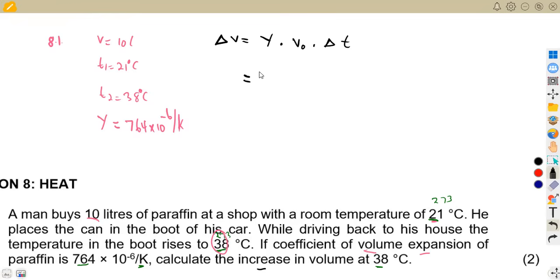So in this case, we are going to substitute our values. Take note, this volume is in liters, so the change in volume is going to be in liters again, unless you want to change to cubic meters, but you can just use it as it is. So that is 764 times 10 to the exponent of minus 6, times the original volume, which is 10 liters, times the change in temperature. That simply means T2 minus T1, final minus initial. So this is going to be T2, that is 38 degrees Celsius, minus 21 degrees Celsius in this case.